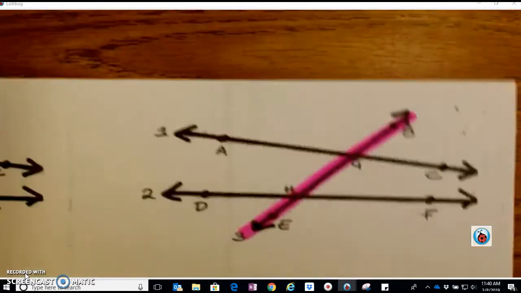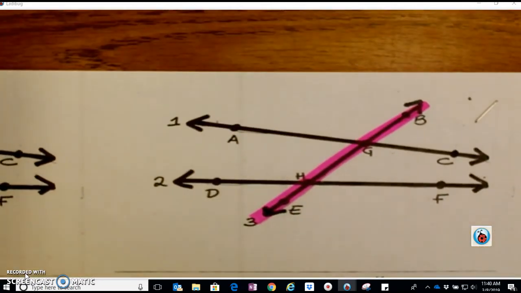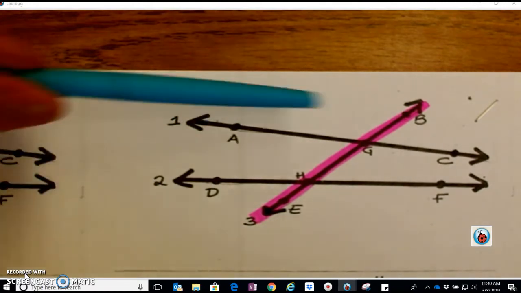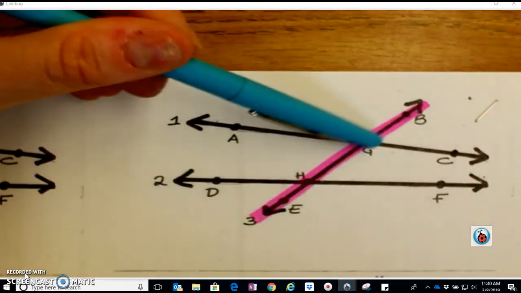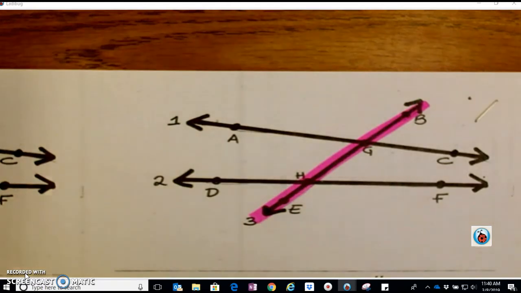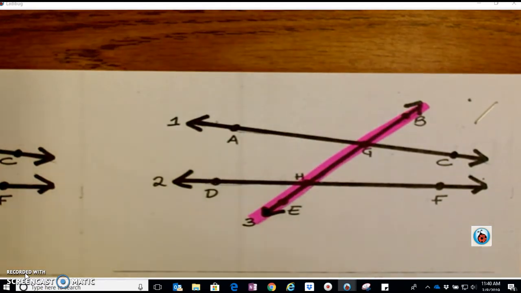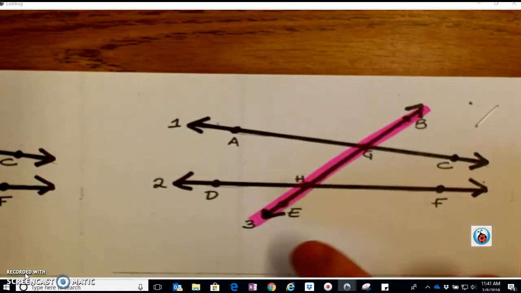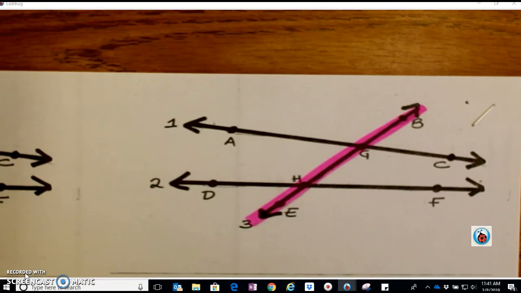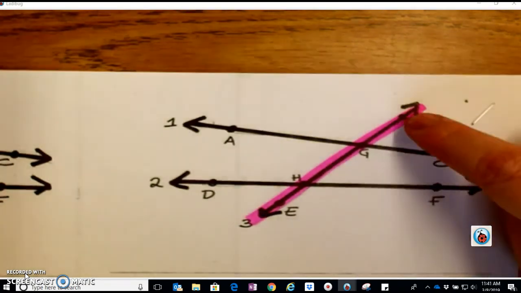All right, so in this first diagram here, I have line 1 and line 2, and then line 3 here, which I've highlighted in pink. That is what's called our transversal. A transversal is a line that intersects or crosses two or more lines. It has to cross two, right? And when that happens, once you have that transversal there, you have what are called your exterior angles and interior angles.